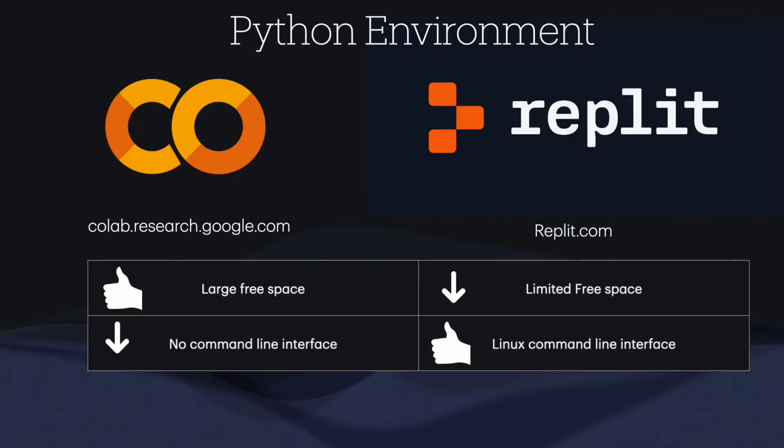The Python environment was once the biggest hurdle in learning Python. Thanks to Google Colab and Replit.com for making it easy. However, they both have pros and cons. While Google Colab provides a large free space, it is limited in Replit.com. On the other hand, Google Colab does not provide a Linux command line interface, whereas Replit does. In this tutorial, we are going to use Google Colab because it's compatible with our AutoML library.